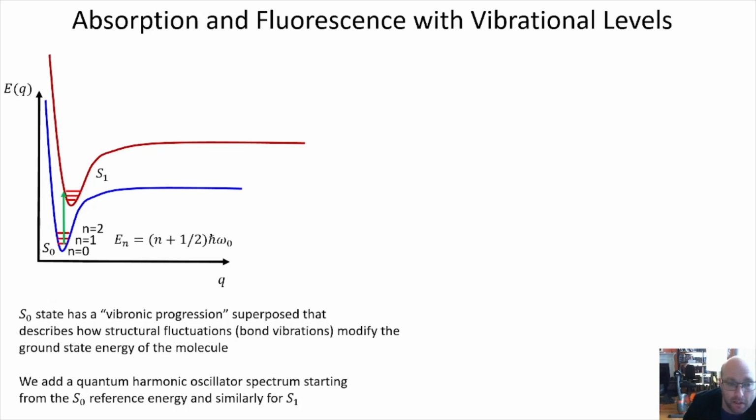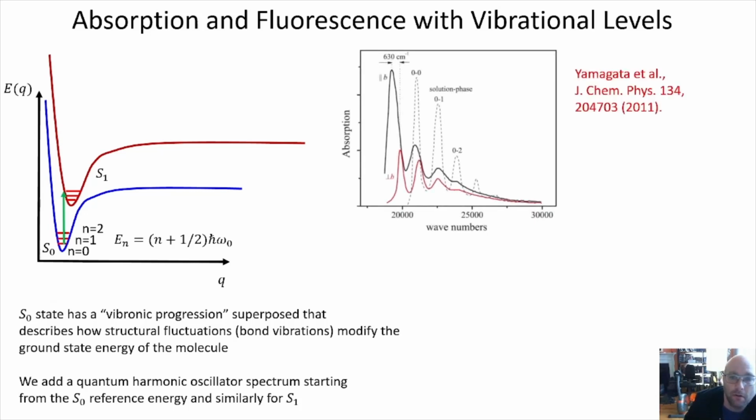state of the molecule. And so this is where we get the sequence that you saw in the Yamagata data in both the solution phase and the solid state data, where you have transitions from n equals 0 to n equals 0, from n equals 0 to n equals 1, etc., right? So that's what this vibrational progression is going to show.